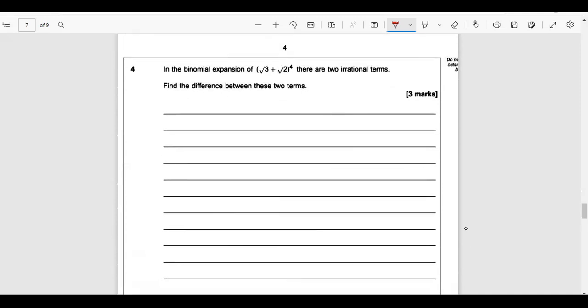Okay. So it says, in the binomial expansion of this, there are two irrational terms. Find the difference between these two terms. Now, when we say irrational, you should think about surds. You should think about numbers which you cannot write down as a fraction. More specifically, surds, okay? So, what two terms would be irrational? Once we know them, we would be talking about their difference.